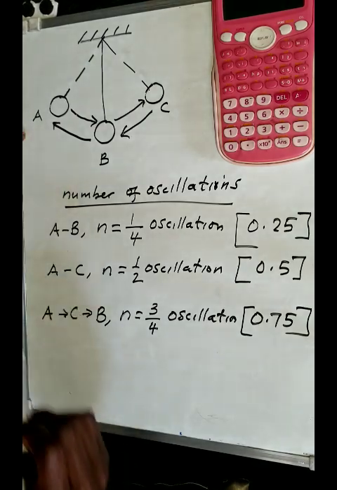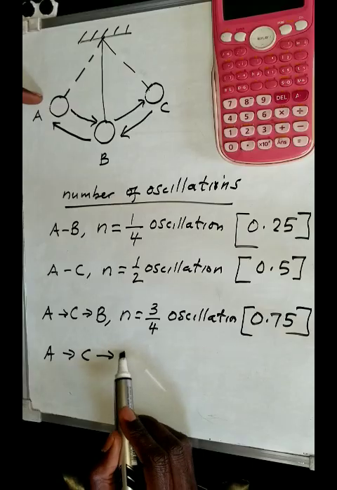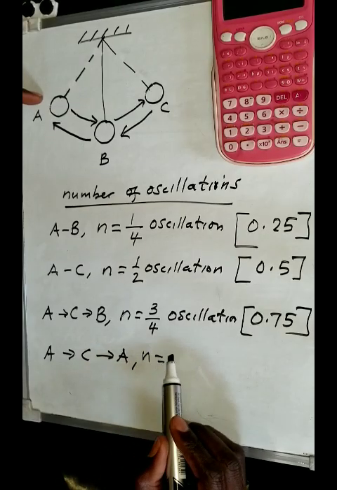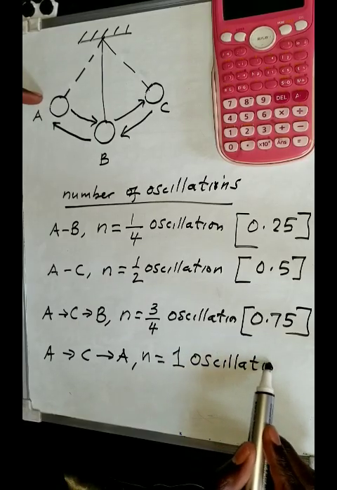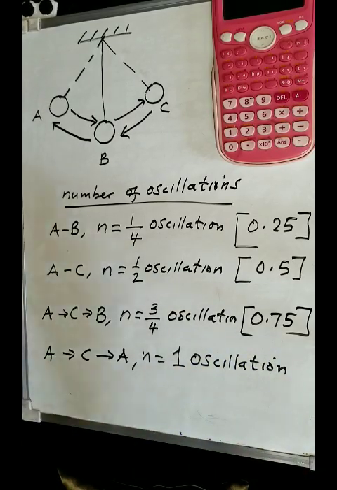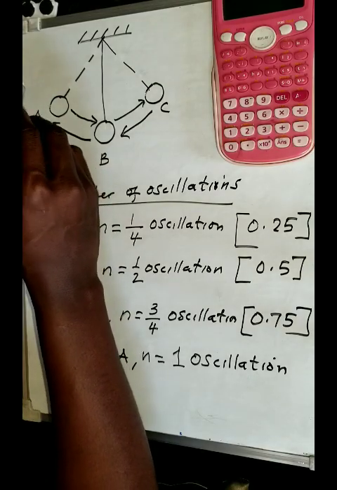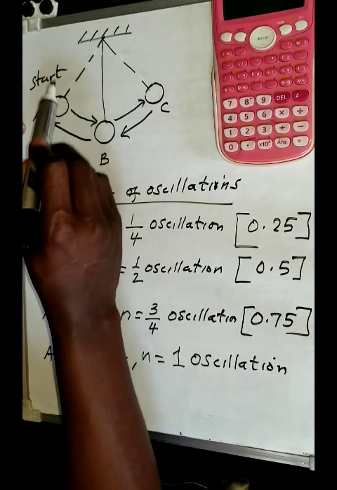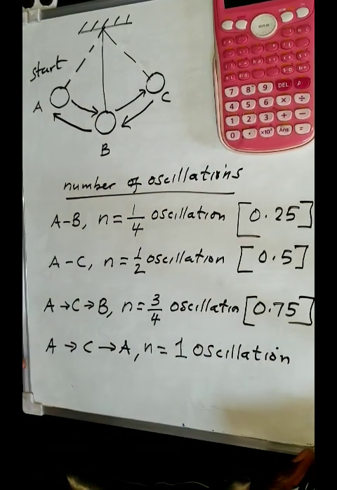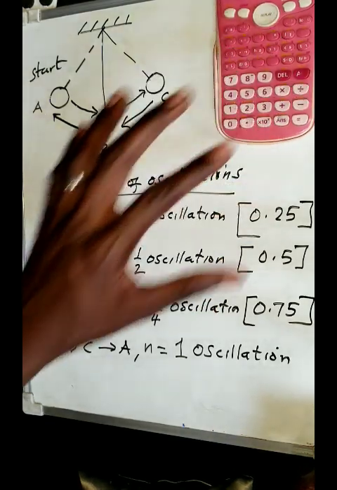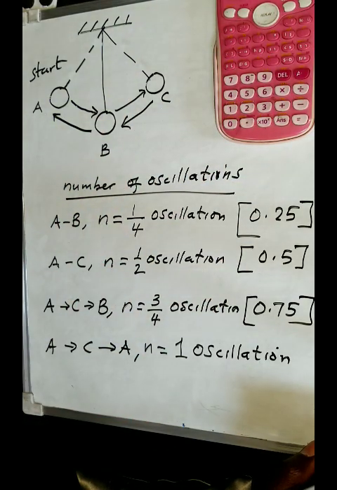But suppose it moves from A, goes to C, then returns back to the starting point A. How many oscillations is that? That is what we call 1 oscillation. So it's 1 complete oscillation. You go from the starting point, and you come back to the same starting point. It simply means that you have made 1 oscillation. So these concepts are what you need to remember. When you remember this, it will be easy for you to carry out calculations.